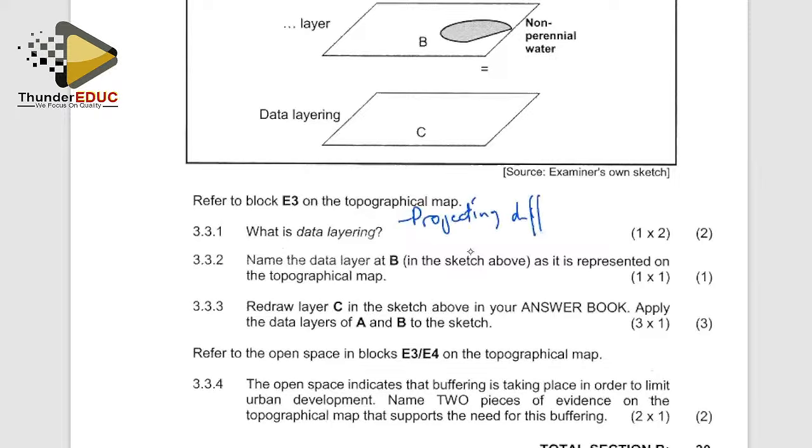Different data layers, one on top of another, to show comparison, for comparison reasons, and to show the relationship for spatial analysis.